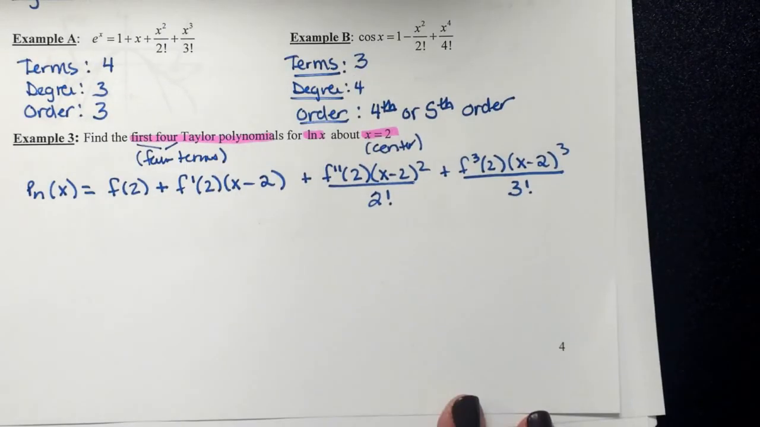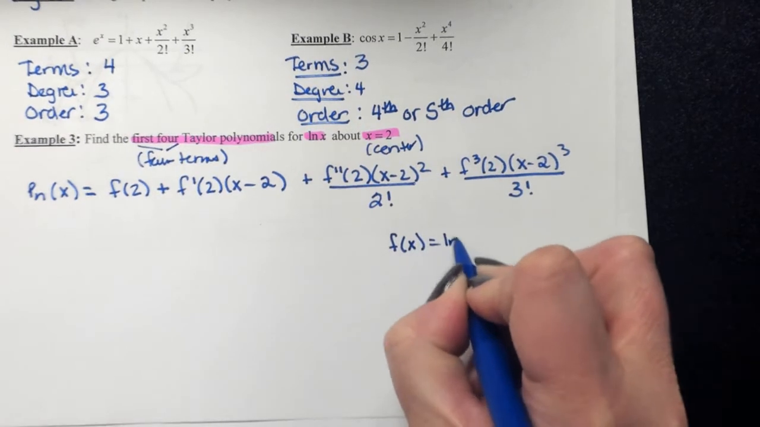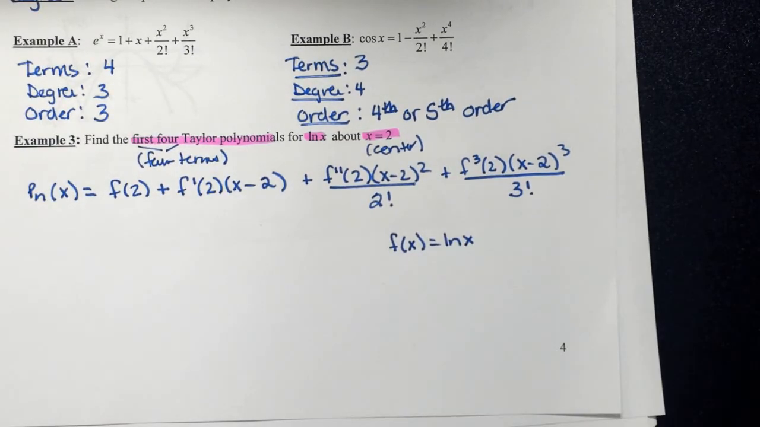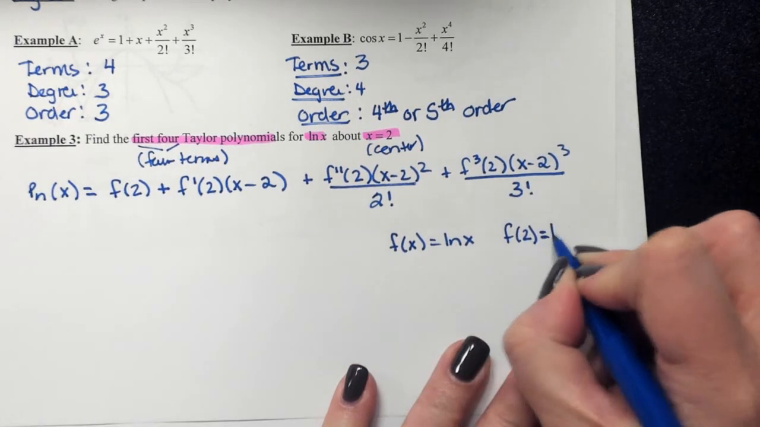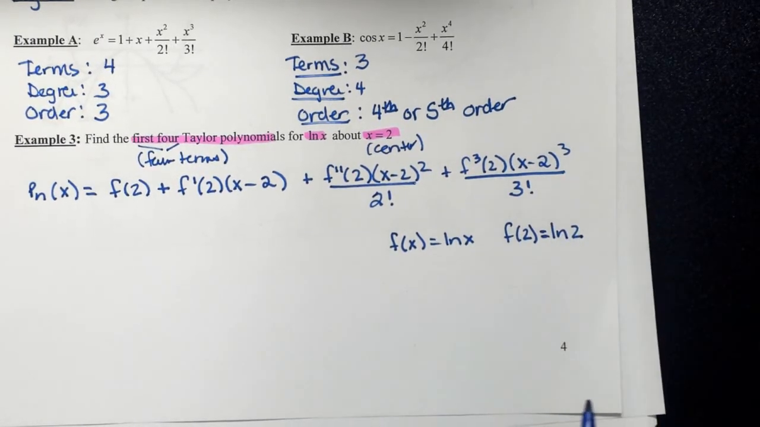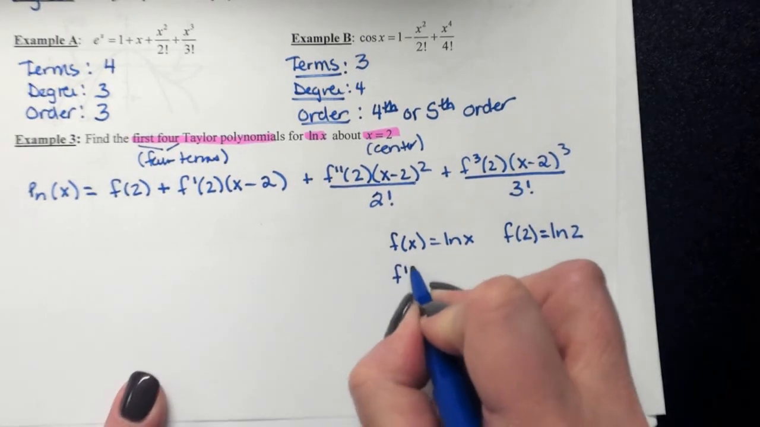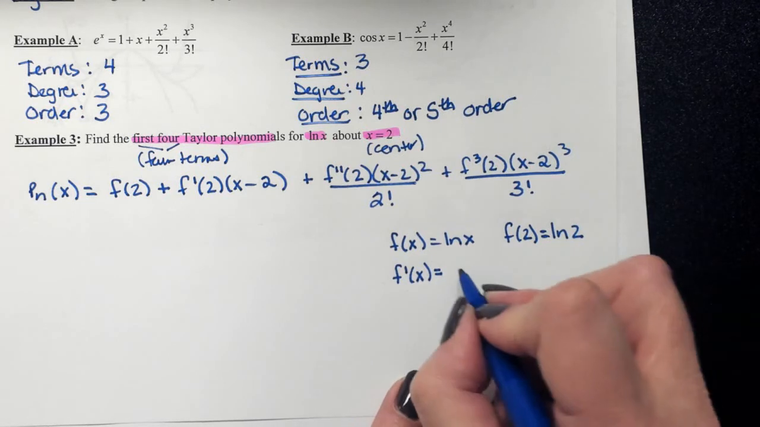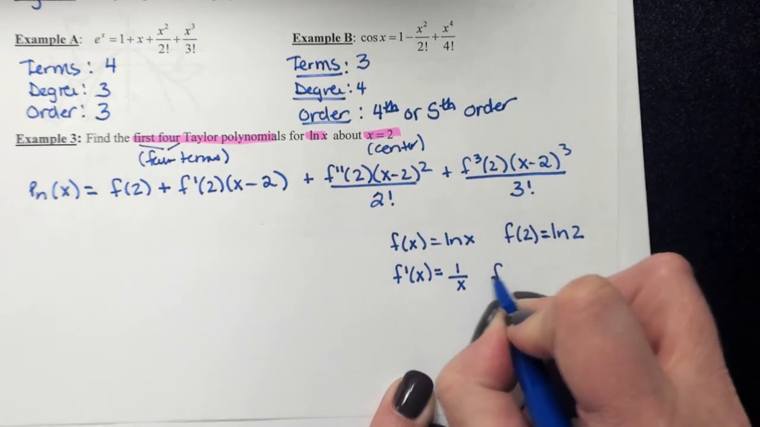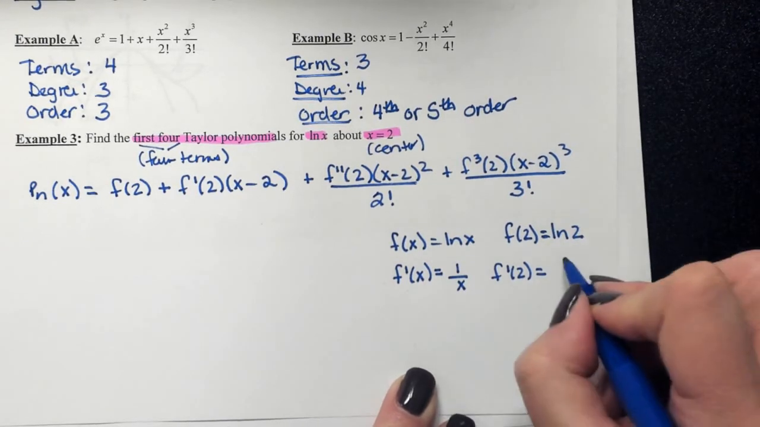So just like you had to do with Maclaurin, first of all, off to the side here, I know that f of x is natural log of x. So then I'm going to want to find what f of 2 is. f of 2 is just the natural log of 2. Now I'm going to find the derivative of natural log of x. And what is the derivative of natural log of x? 1 over x. So then f prime of 2 is going to be what? 1/2.